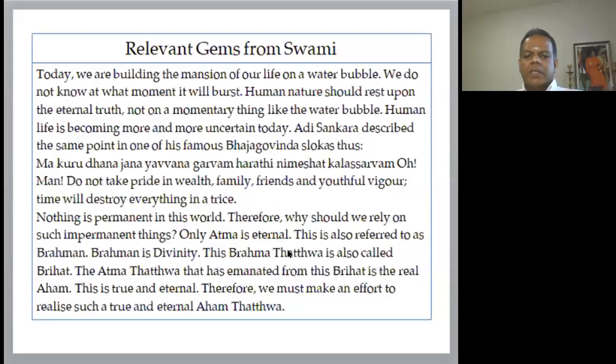Only Atma is eternal. This is also referred to as Brahman. Brahman is divinity. Brahma Tattva is also called Brihat. The Atma Tattva that has emanated from this Brihat is the real Aham. This is true and eternal. Therefore, we must make an effort to realize such a true and eternal Aham Tattva.